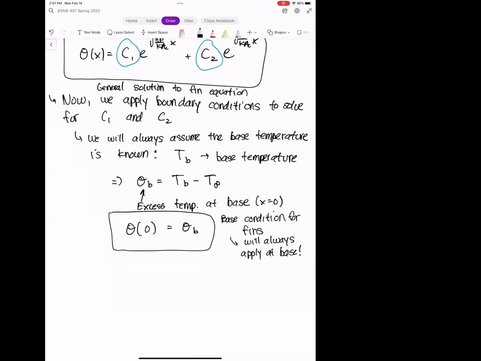All right, any questions on this? Okay. Okay, so that's the base condition.